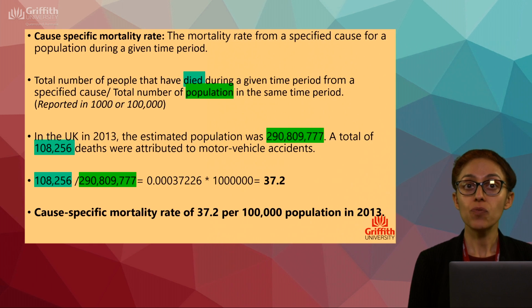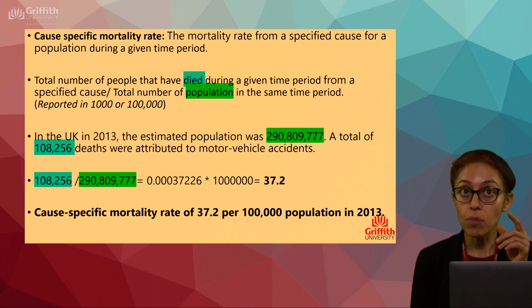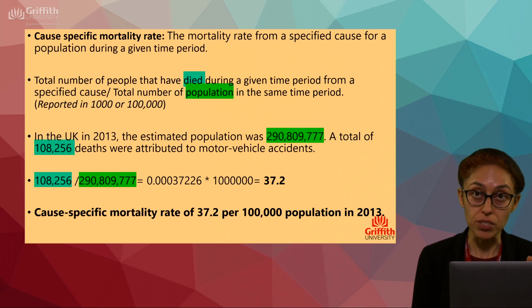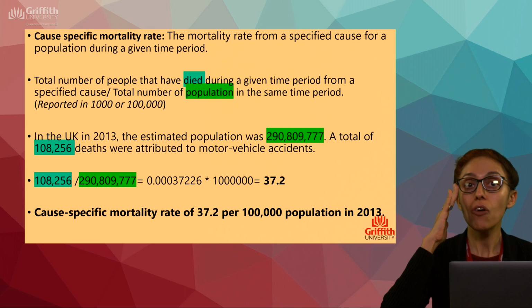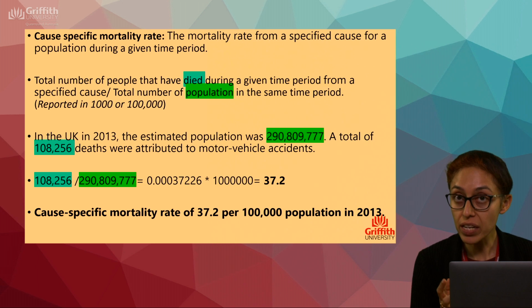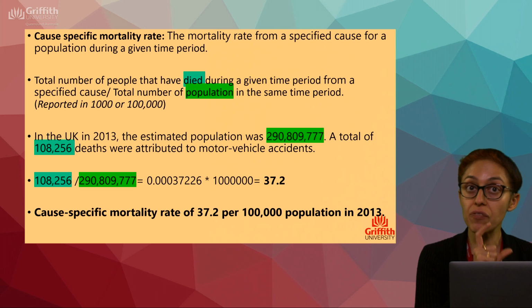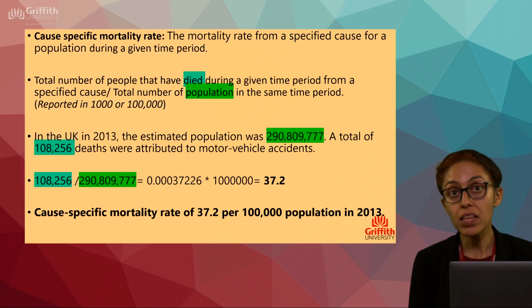All right, moving to the next one. This is cause specific mortality rate. As the term suggests, this is death because of a specific cause. The definition is the mortality rate from a specific cause for a population during a given time period. The formula is the same: total number of people that have died during a given time period from a specific cause. That's the only difference here. From a specific cause divided by the total number of population in the same time period, and again the answer is generally reported in thousands or 100,000s.